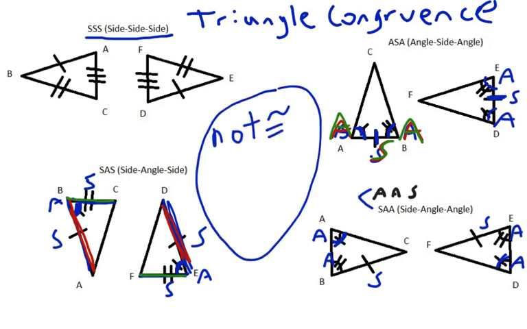So in effect, there's actually only 2 ways using those 3 letters, S and A, that we can't use to prove congruence. And those ways are going to be angle, side, side. And the way I like to remember that is you can't curse. And the other way is going to be angle, angle, angle.